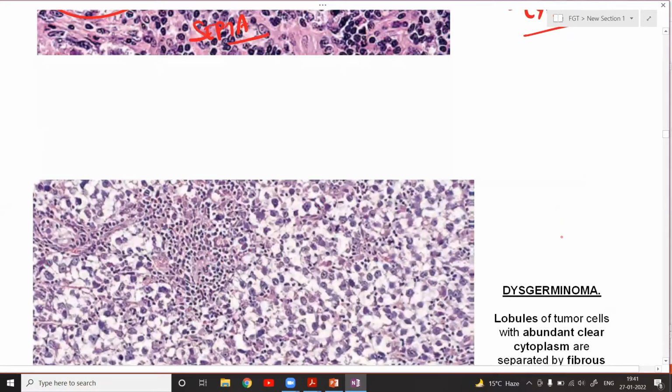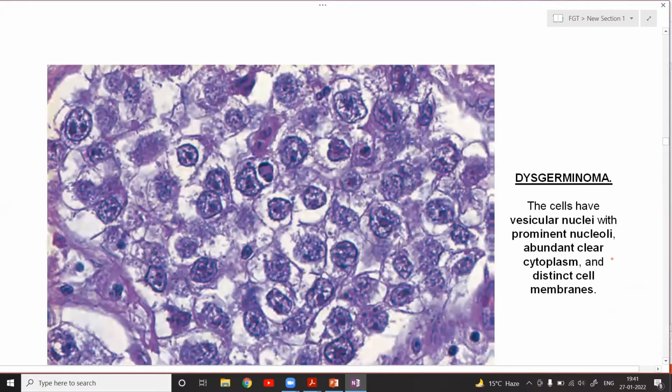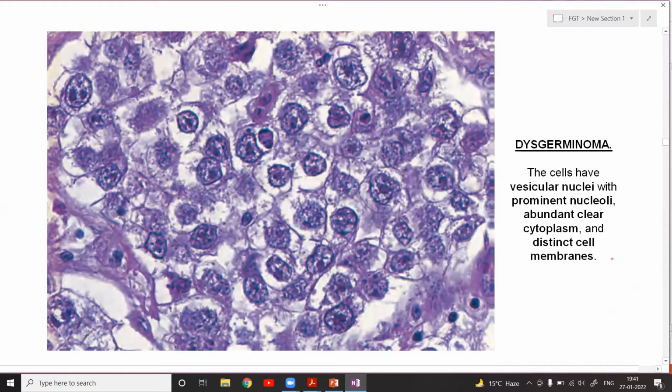Coming to the individual tumor cells. Now, this is another image showing the same thing. So you have sheets of tumor cells which are separated from each other by a fibrous septa containing lymphocytes. So this is the first thing that you are going to appreciate. The second thing that you are going to appreciate is the nature of the cells.